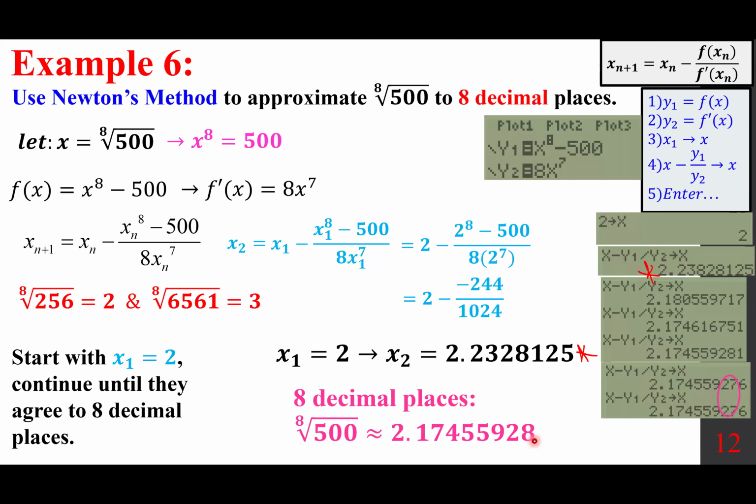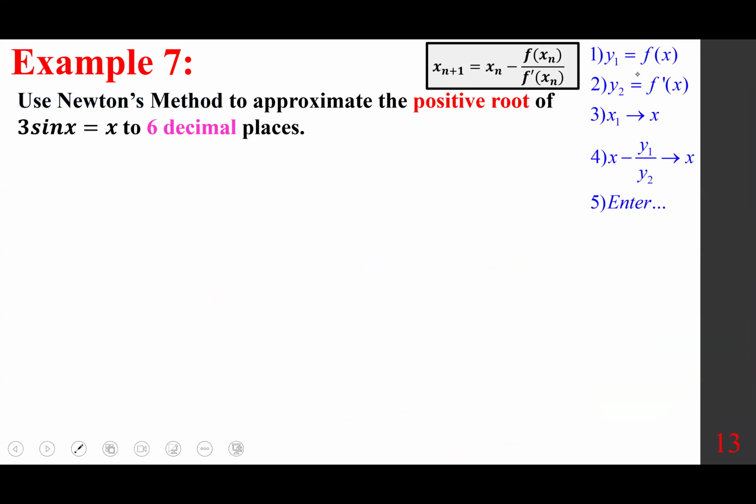But the process is using Newton's method as explained here. So it can find those. Another example would be, we want to use Newton's method to approximate the positive root for this.